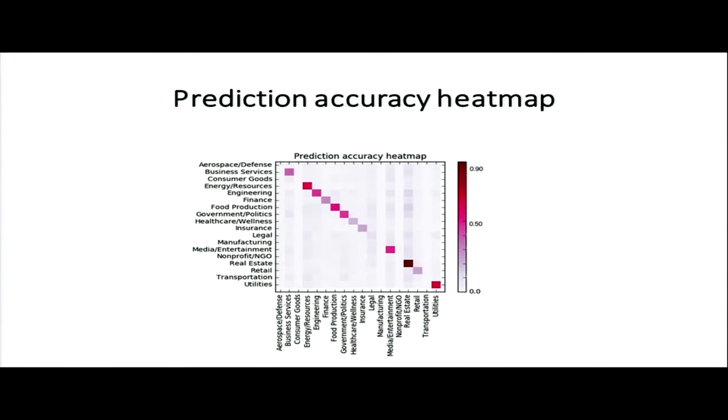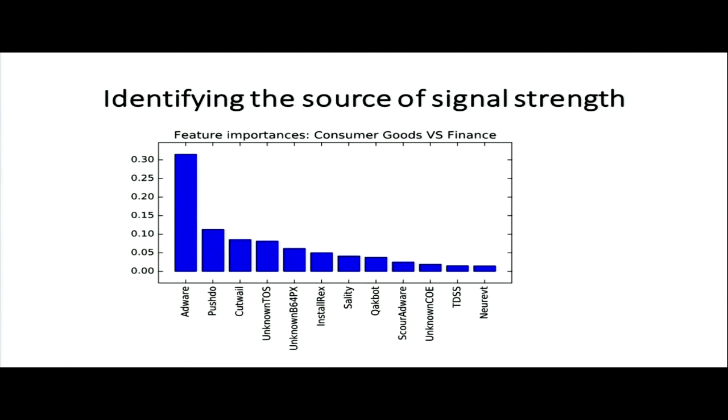Okay, so I'm close to the end. This is a prediction accuracy heat map. Basically, you want to see that the diagonal is where the right predictions are, and we have some prediction capability. Then, whenever this neural network works, you want to try to understand why it is working, where the signal is, which botnet attack is telling me about the sector. And we found that, for example, some botnets carry more signal than others.